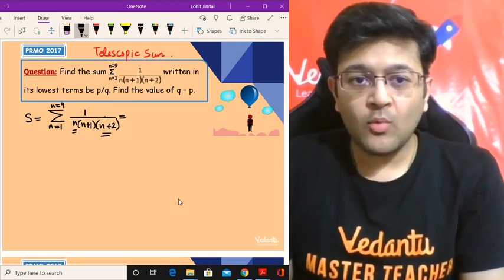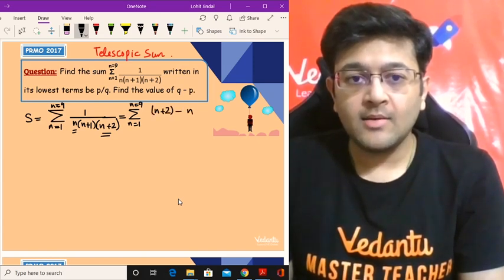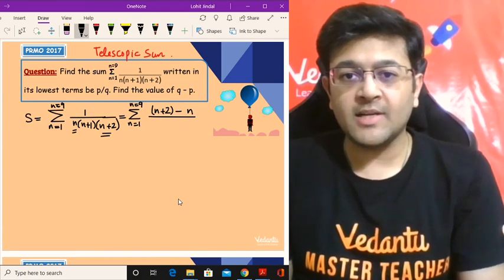So see this thing, what I do here is n equal to 1 to n equal to 9, so n plus 2 minus n. So you can see here it will be getting a value of 2 in the numerator, right?